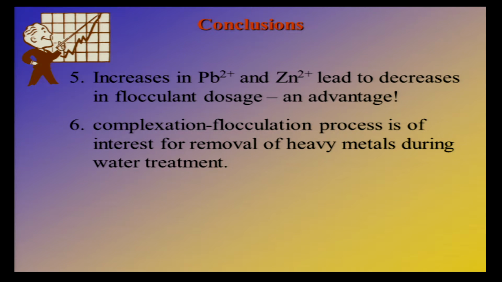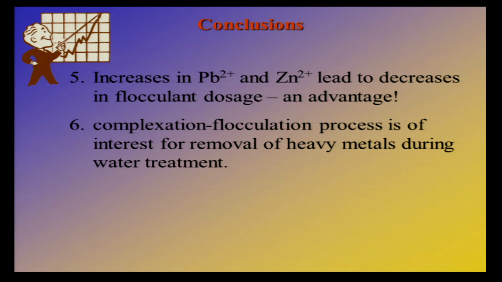We also saw that increases in the amount of lead or zinc led to decreases in the flocculant dosage. So this is an advantage because it means that we have a self-flocculation. The more of these ions, the less of the polymer we need to add. So that's a kind of advantage.